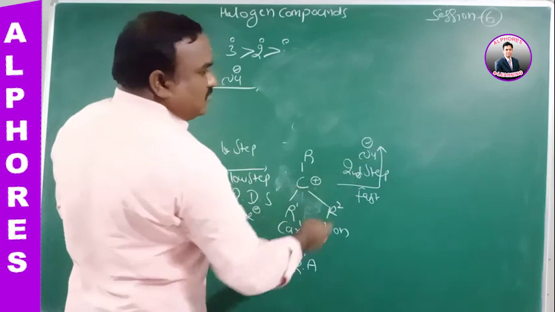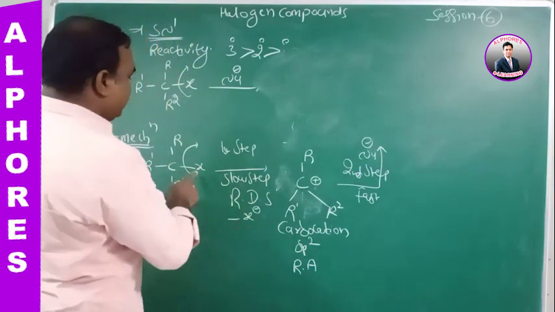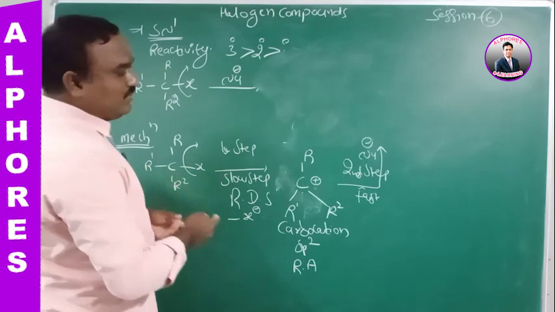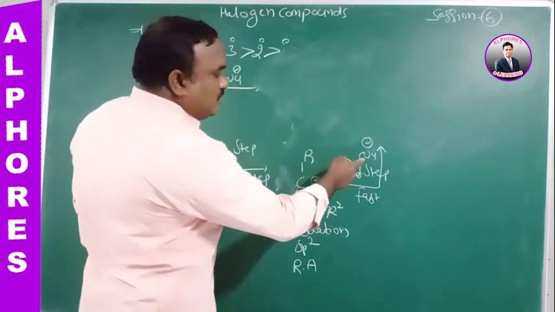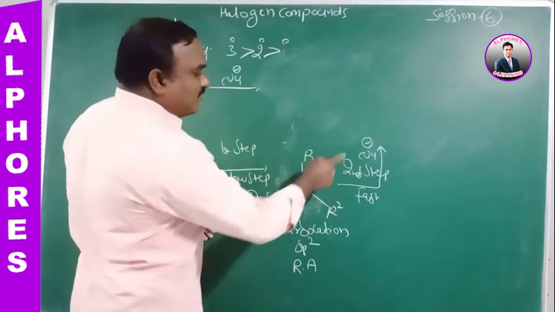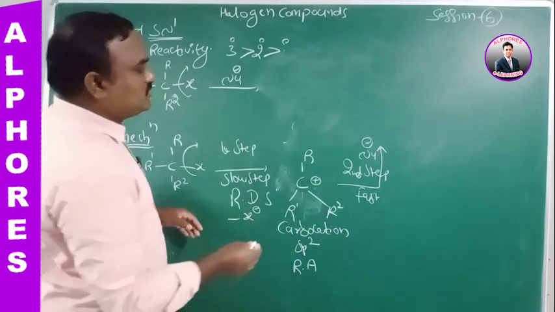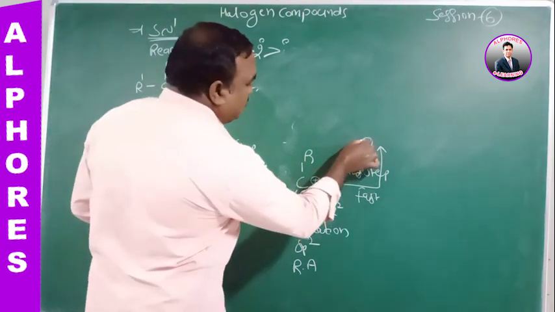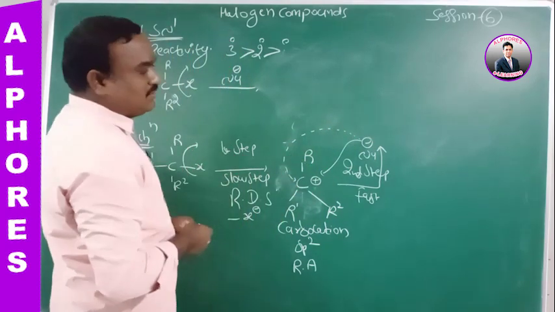Entering nucleophile. Nu minus means entering nucleophile, X minus means outgoing nucleophile here. So, nucleophile attacking step. The nucleophile attacks that C plus, front side or back side doesn't matter here. Both sides are possible in this case. So front side is possible and back side is also possible here.